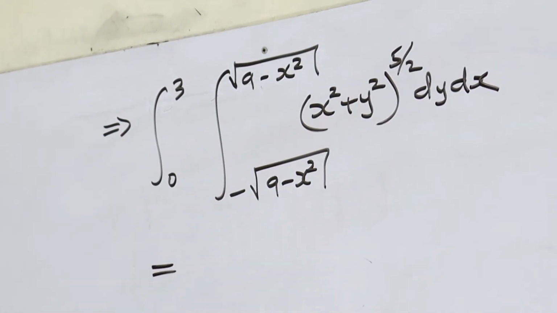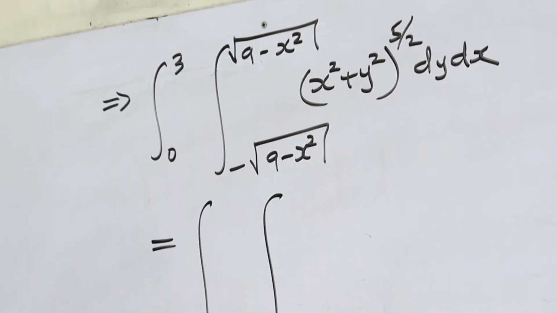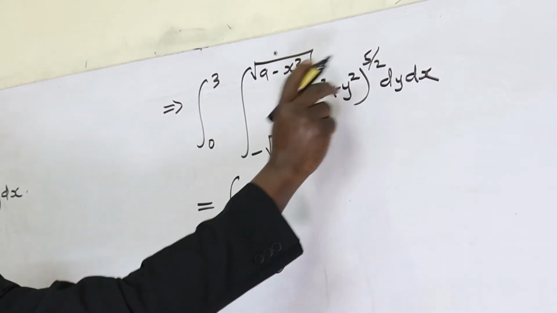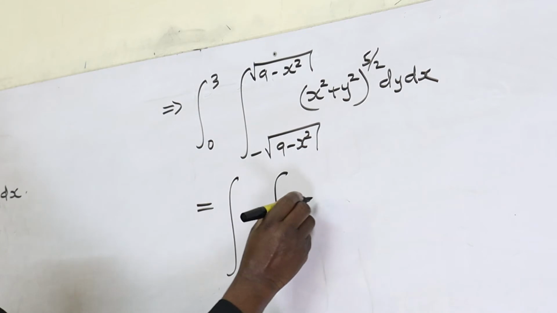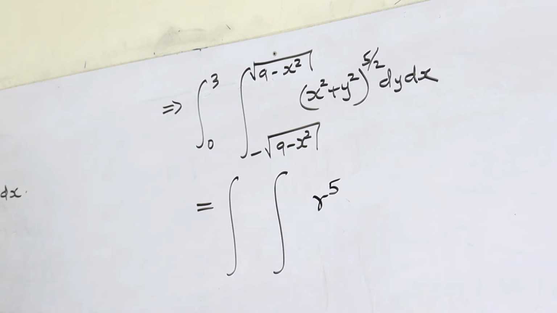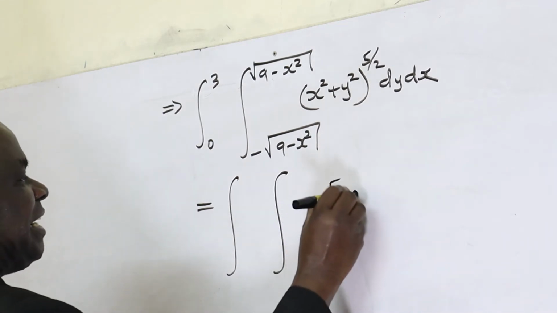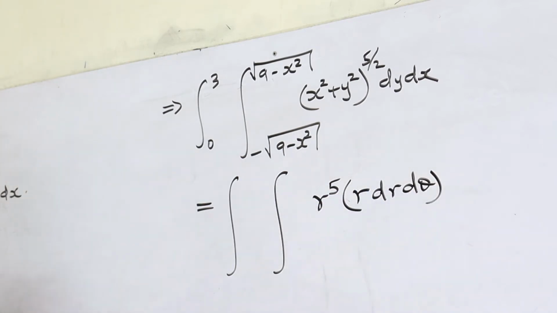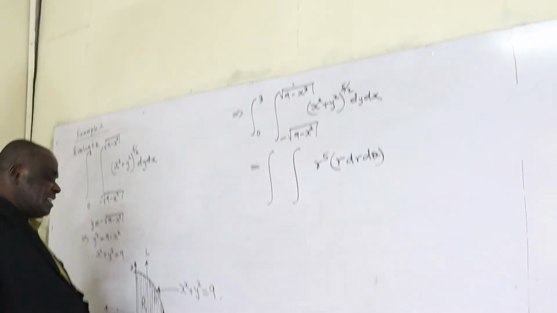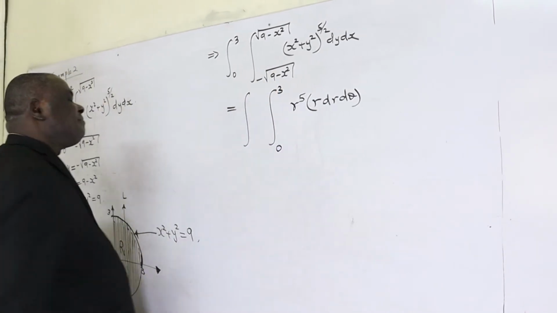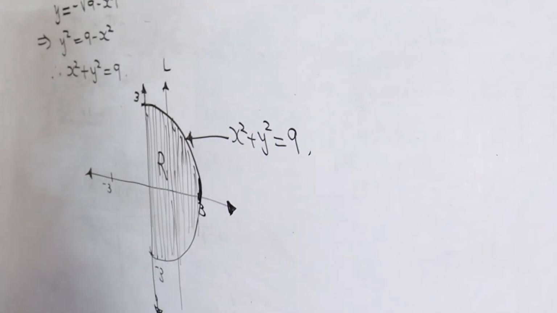this one would be equal to, in polar now, x squared plus y squared, that is r squared. R squared raised to the power 5 over 2, we get r power 5. Dy dx will be r dr d theta. Now limits from this region. R is changing throughout this region. R is changing from 0 to 3.